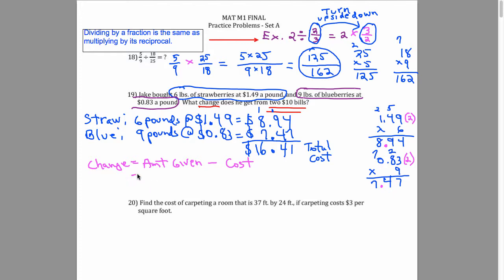So let's plug in. Amount given is 2 $10 bills. Well, we know that has to be $20. So we'll plug that in here, $20 minus our cost of $16.41. Now it's easier for most people when they subtract to do it vertically, so I'll do that over here.